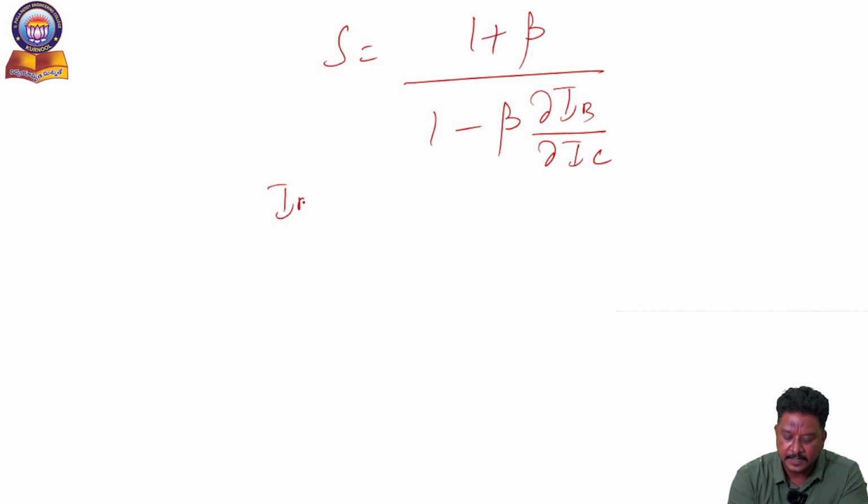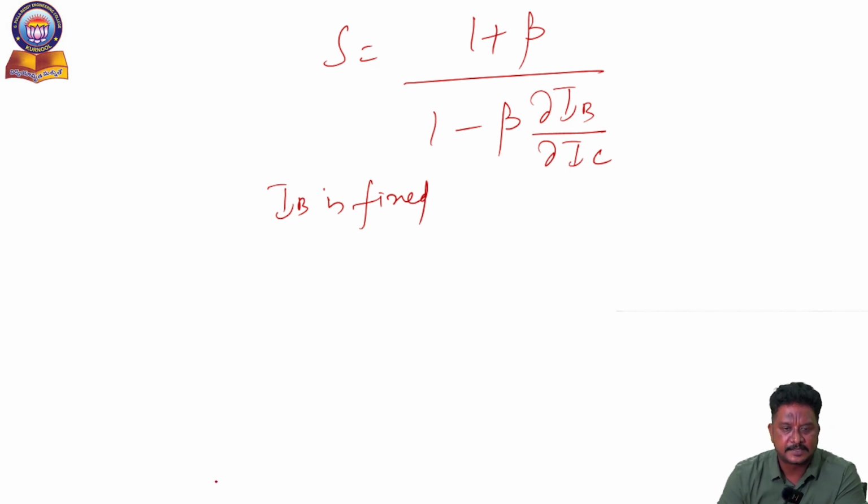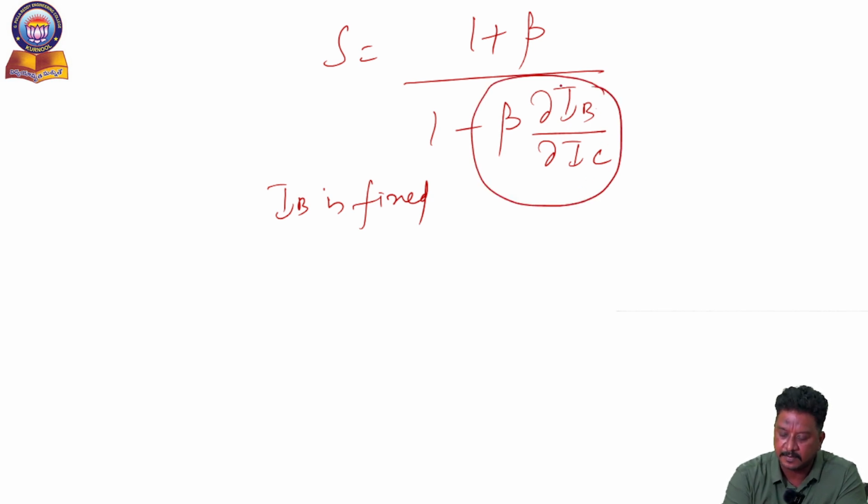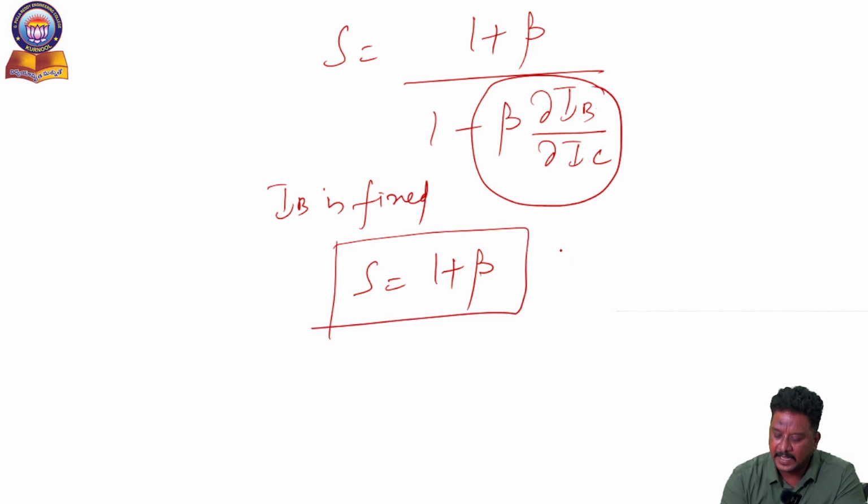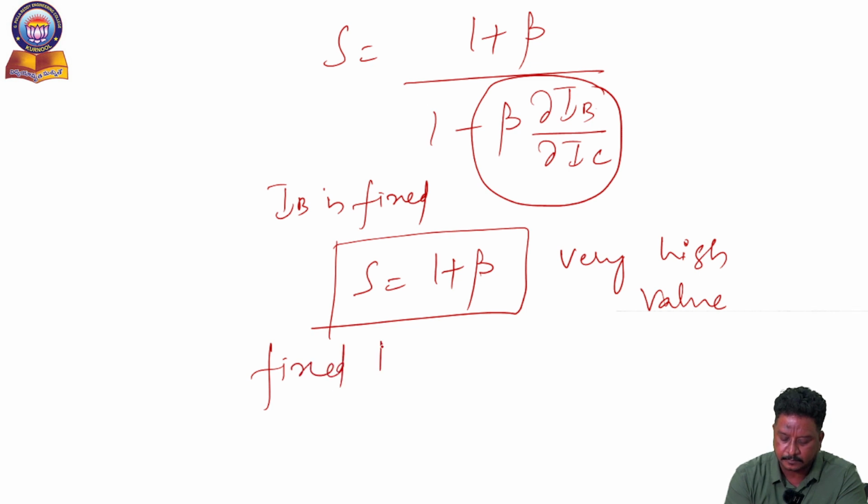Here IB is fixed. So from the definition, IB is a constant value. So differentiating the constant with respect to IC, this value becomes 0. Then the stability factor is 1 plus beta. It is a very high value. So the fixed bias circuit is not applicable as a stabilization circuit.